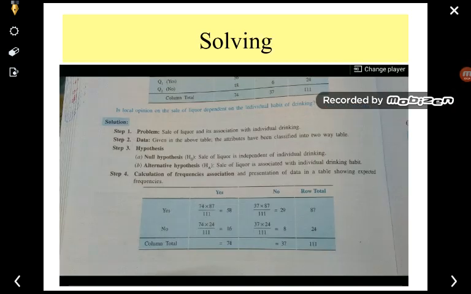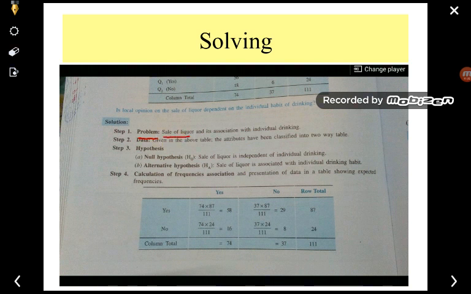So how to solve the problem? The steps should be included. In the solution, step first, we have to find out the hypothesis. What is the main problem? The problem is the sale of liquor and its association with individual drinking. So the statement or hypothesis you put forward is that problem. What is the problem?